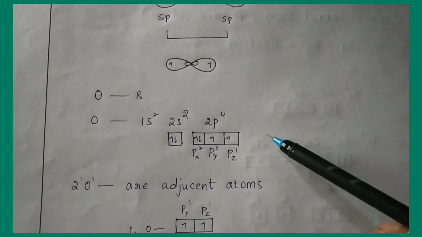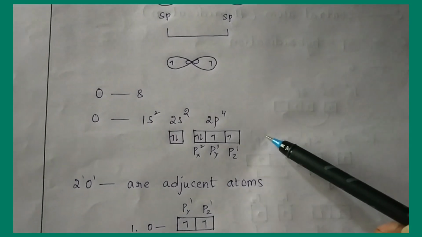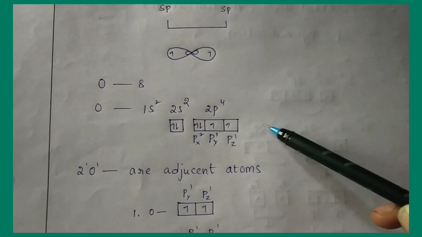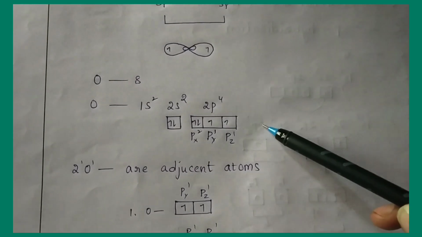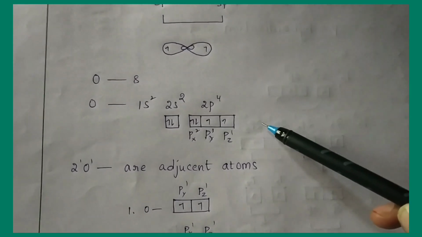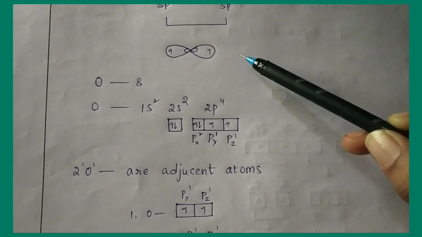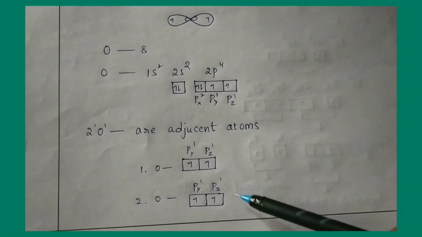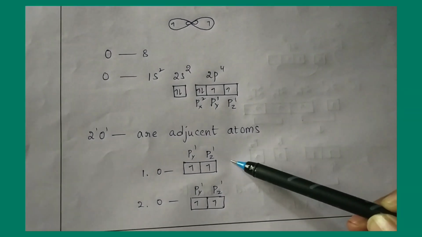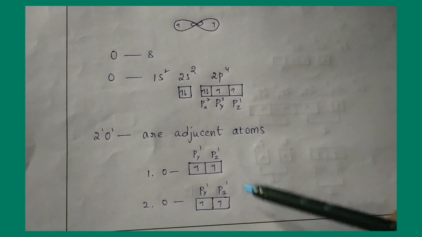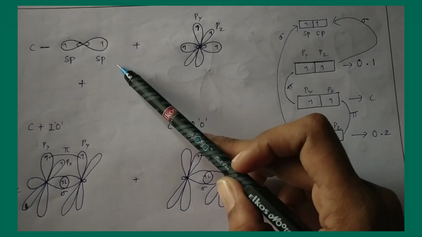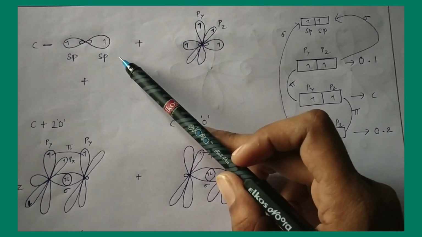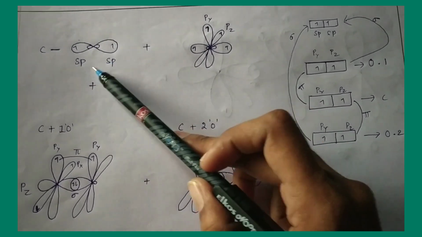Here in the CO2 molecule, two oxygens are the adjacent atoms. So orbitals containing unpaired electrons of adjacent atoms will overlap with hybrid orbitals of the central atom. So these are the orbitals containing unpaired electrons of the two oxygens, and the sp hybrid orbitals of carbon each contain an unpaired electron.